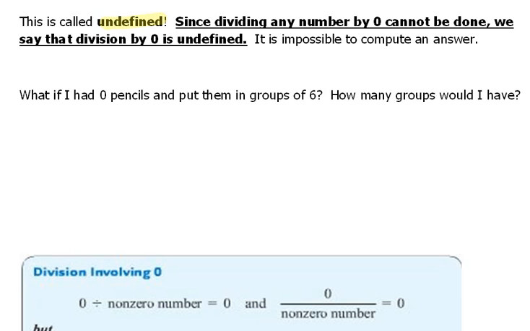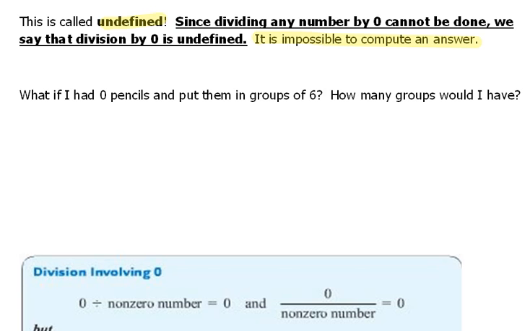Since dividing any number by 0 cannot be done, and we've just seen why, we say that division by 0 is undefined. It is impossible to compute an answer. We just don't have the time to be able to discuss how many groups of 0 there would be.